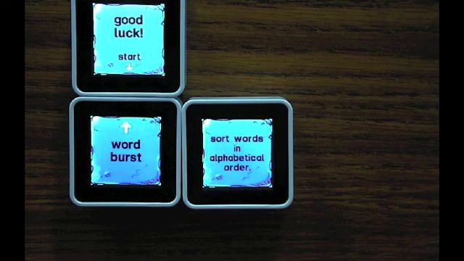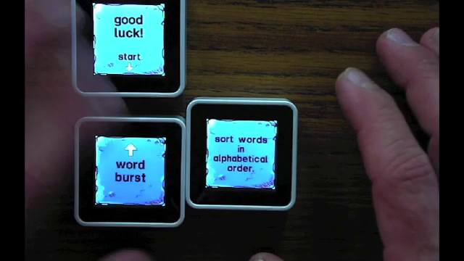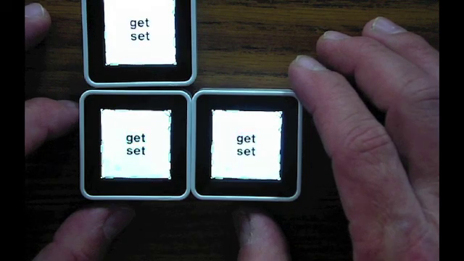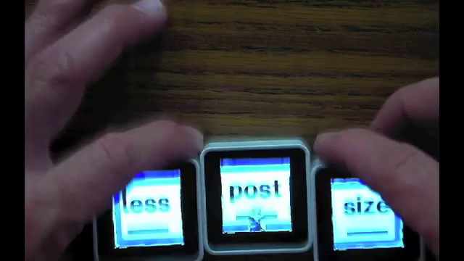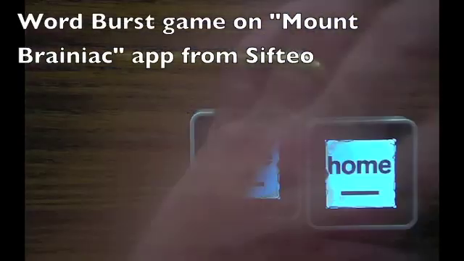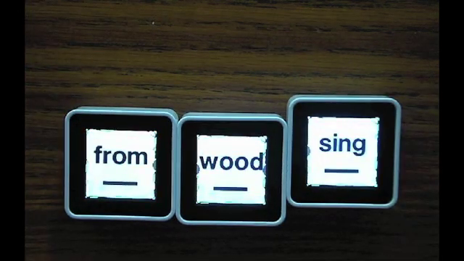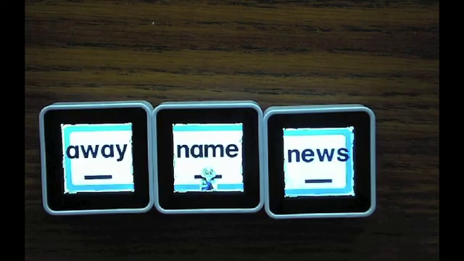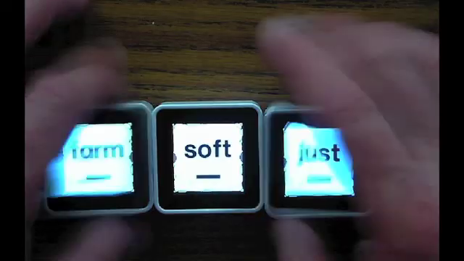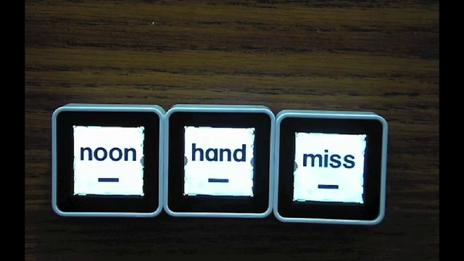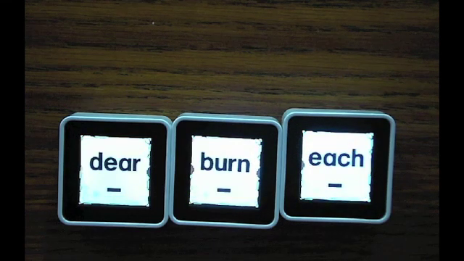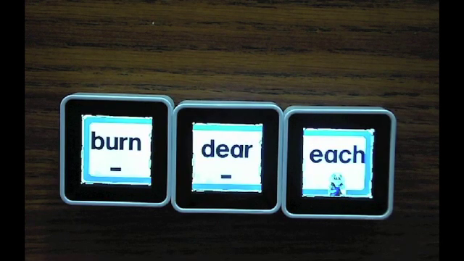Word burst. Sort words in alphabetical order. Good luck. Okay, start. Just shout them out for me, same way we did with fractions. They got tricky there with the threes, didn't they? Right. See our time's getting down?